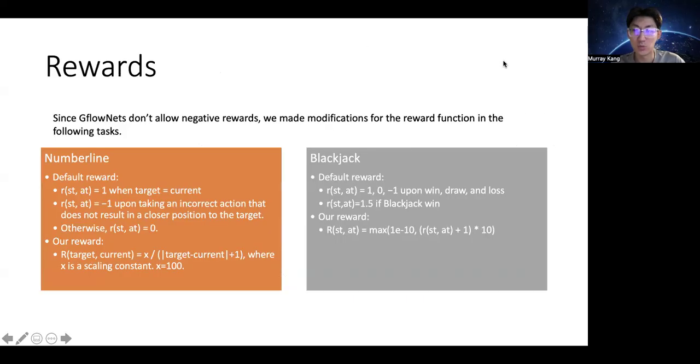Okay, and we did some reward shaping on these two tasks, because GFlowNet doesn't allow negative reward. So we made some modification. Our reward is this reward function, and we have a scaling constant, which is 100 in our case. And also for BlackJack, we just do a max here, to make sure our reward is always non-negative.